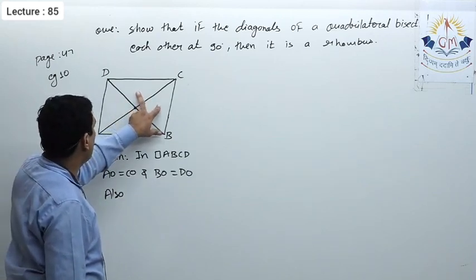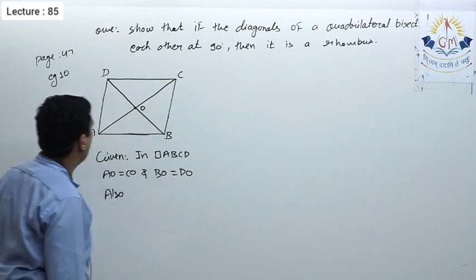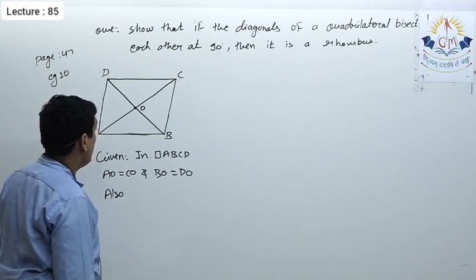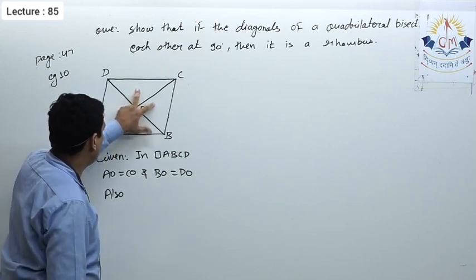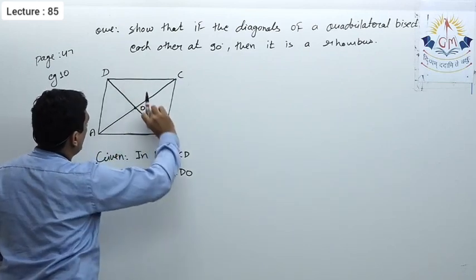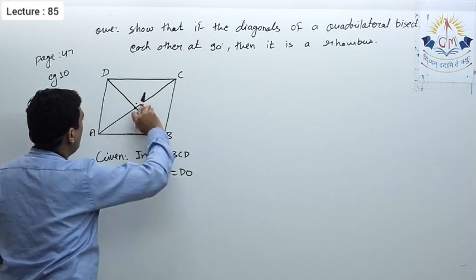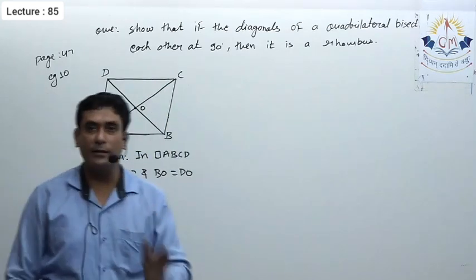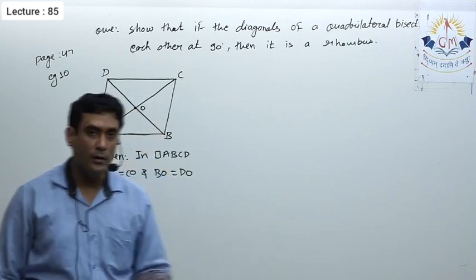To prove these two triangles congruent, this is given. I have to prove this quadrilateral is a rhombus. Diagonals are perpendicular to each other. So I can prove these two triangles congruent. I can say DO equal to BO, OC common, and this angle is equal to this, which is given as 90 degrees. So this gives you adjacent sides equal. In a parallelogram, if adjacent sides are equal, it means all sides are equal. And a parallelogram in which all sides are equal is a rhombus.